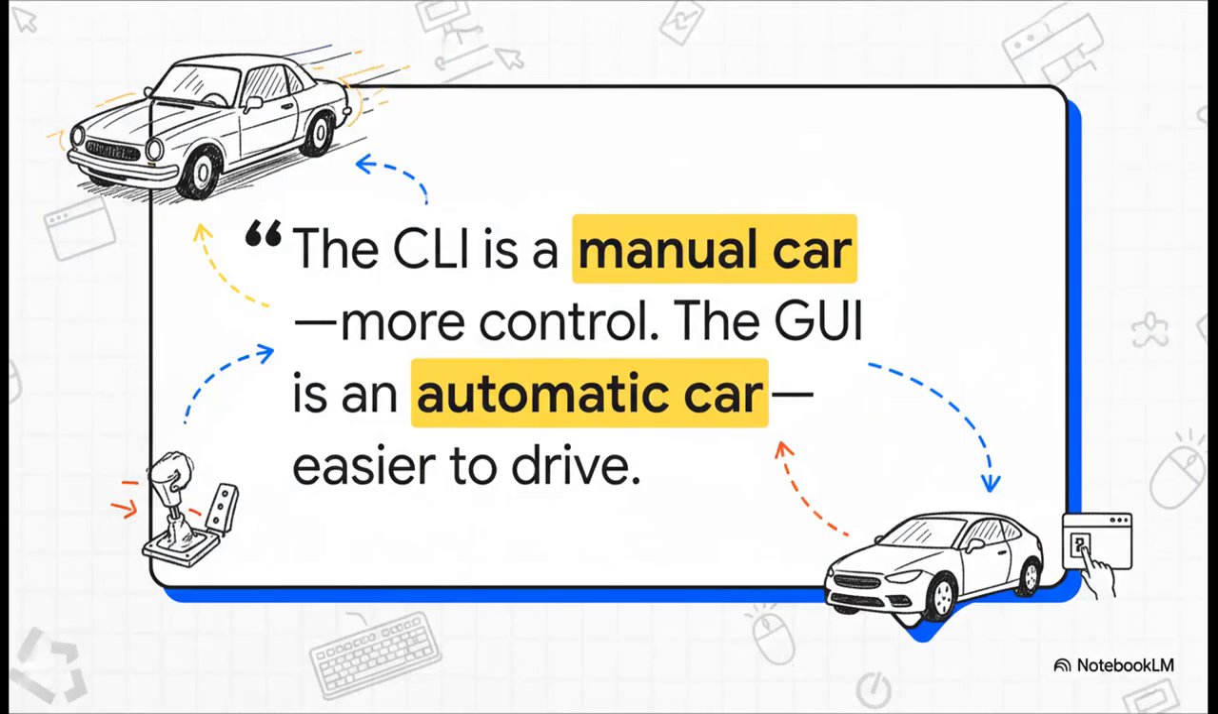Honestly, this is my favorite analogy for it. The manual car, the command line, gives you ultimate, precise control over everything. But yeah, you gotta learn how to use the clutch. The automatic car, the GUI, handles a lot of that for you. It just goes. It makes the drive a whole lot smoother, especially when you're just starting out. Neither one is wrong. It's all about what you're comfortable with.